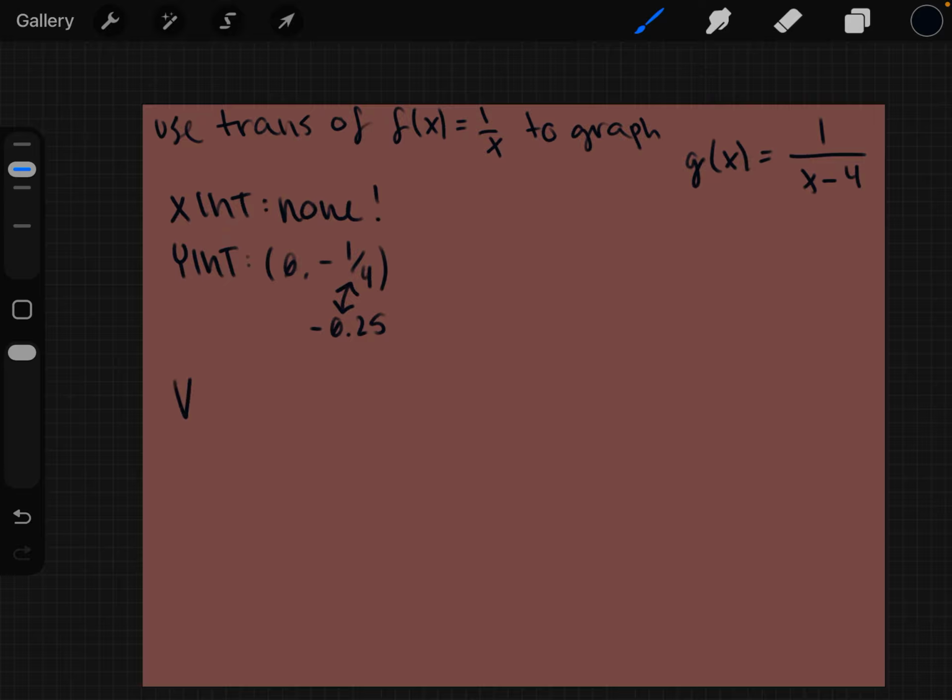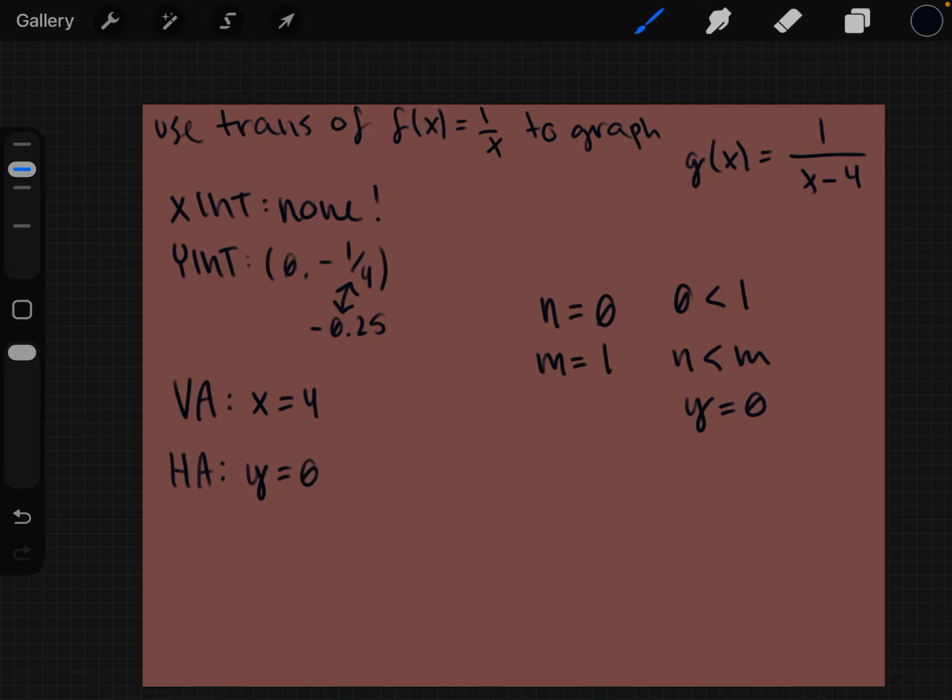Okay, and then vertical asymptotes. We set the bottom equal to 0 and solve. Horizontal asymptotes. We look at our exponents. The top is just a 1, so that's an exponent of 0. The bottom is just x, so that's an exponent of 1. 0 is less than 1. And when n is less than m, the asymptote is always y is equal to 0.